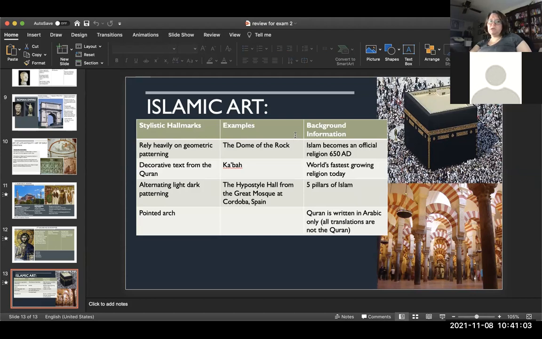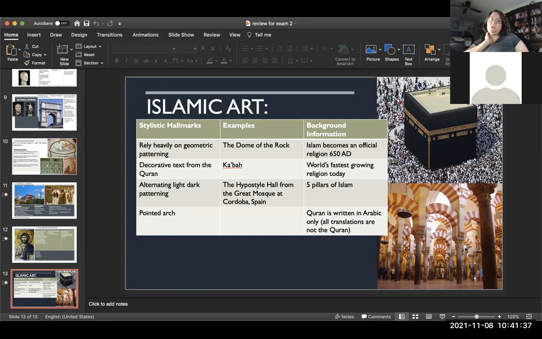Examples of things that we studied that were Islamic art were the Dome of the Rock, the Kaaba, which is this image right here, and the hypostyle hall from the Great Mosque in Cordoba, Spain, which is this here. The hypostyle hall's purpose was the same as the geometric patterning, a sense of disorientation, so that when you go and pray, you're thinking about your prayers and talking to the divine and not the worldly things around you.